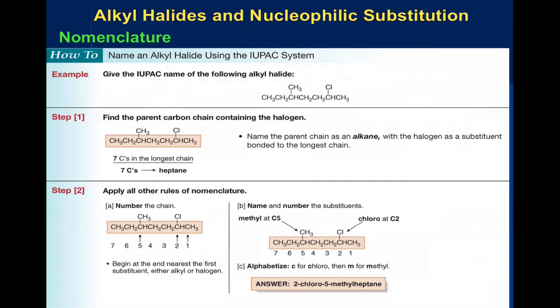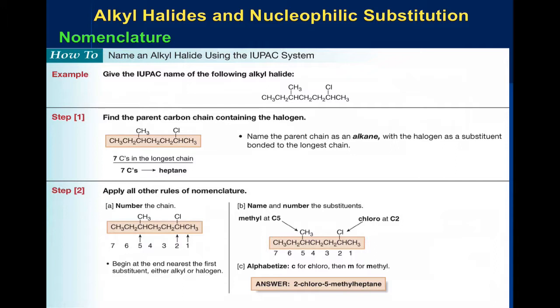Nomenclature. The halogen is just like any other substituent. So all the rules that you have learned up to this point for nomenclature do not change, okay? So for example, if we look at this molecule, the first thing that we do, right, is find the longest parent chain. According to this, 7 carbons are in the longest chain. Is that correct? It is. And so the parent is a heptane parent, right? And so we circle it.